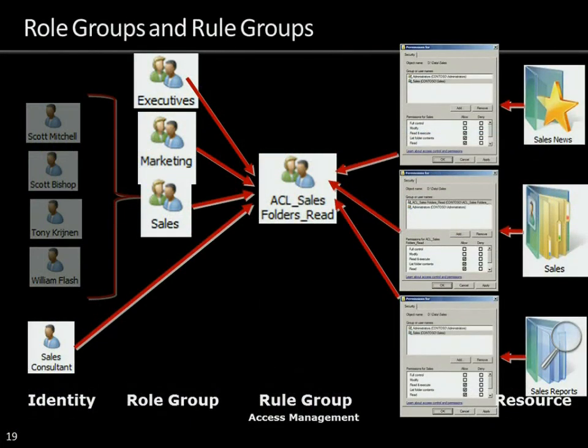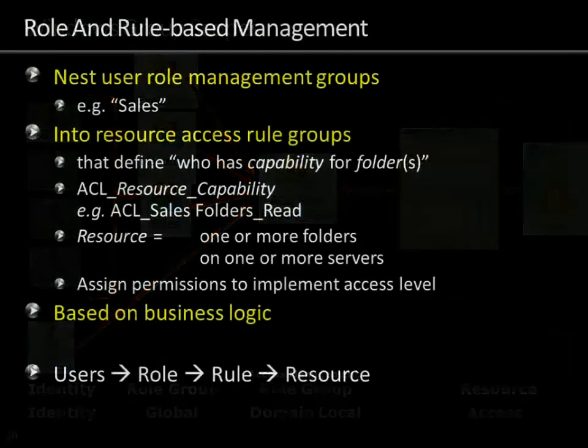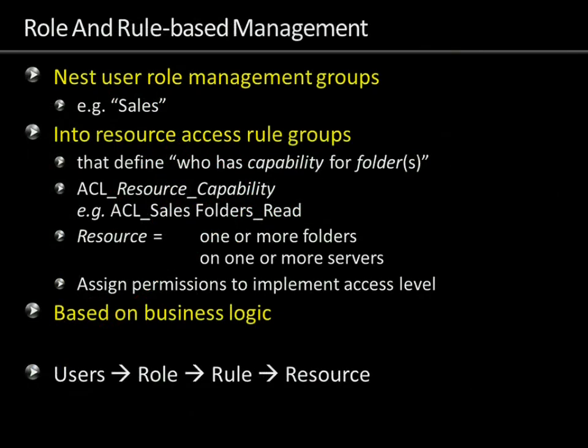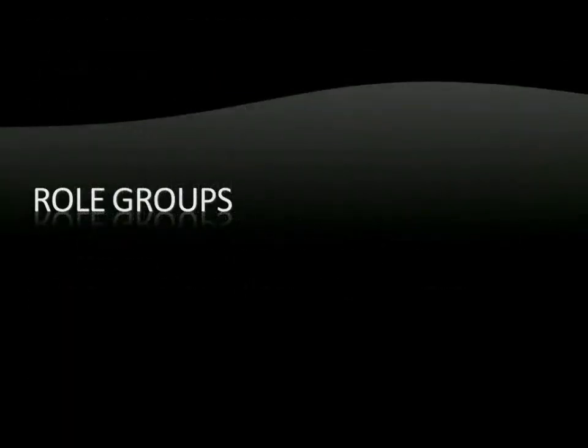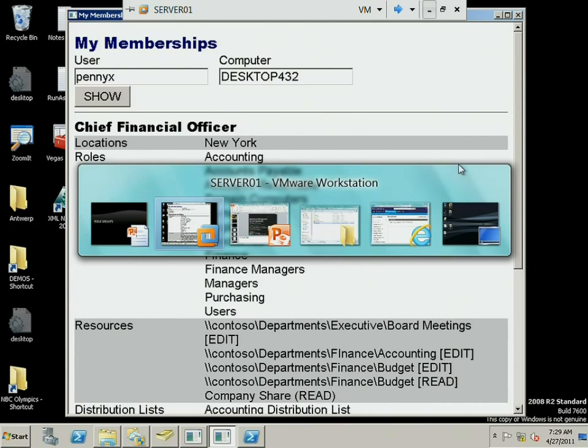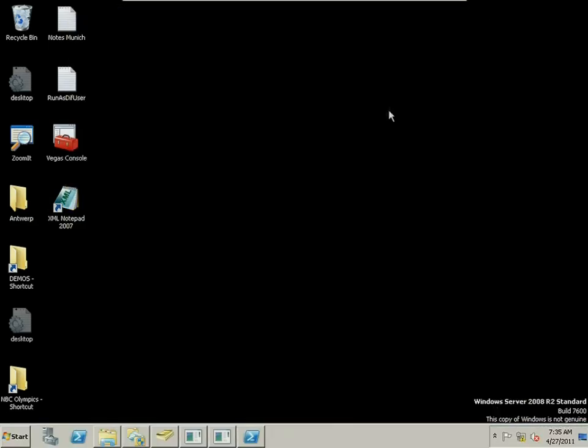What matters is how the group is being used. It is a role group that defines users. It is a rule group that manages something. And then you nest your role groups into your rule groups based on your business logic, and you now have role-based management in place. So that's sort of the big picture, and let's take a quick look at it in our environment, and then we'll go into even more detail.